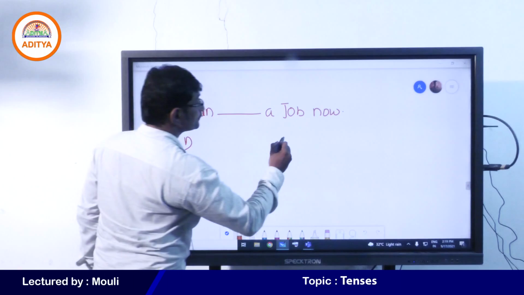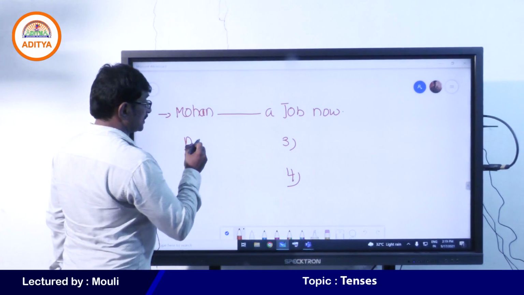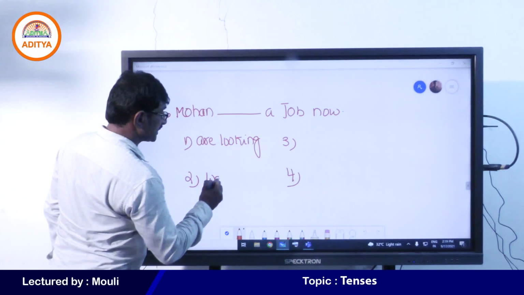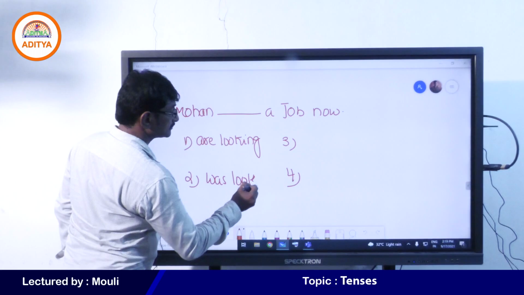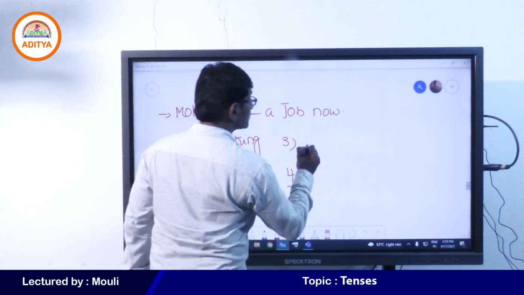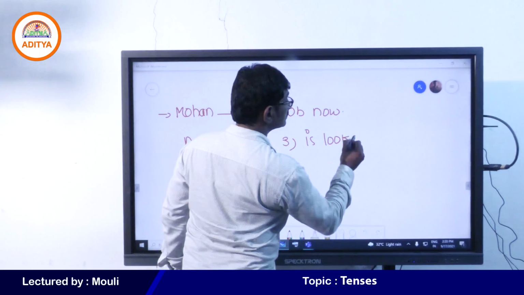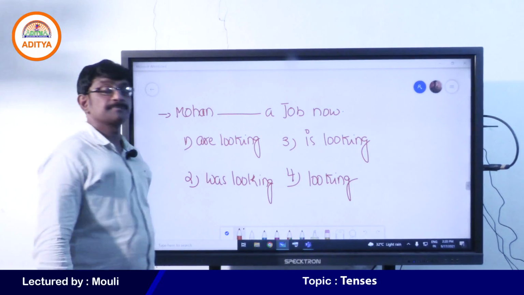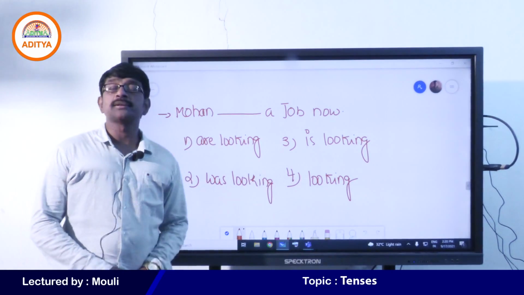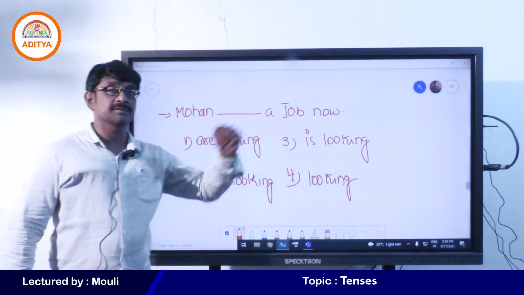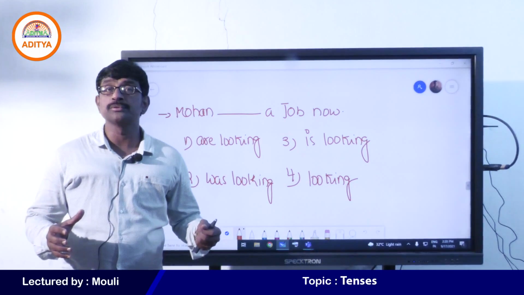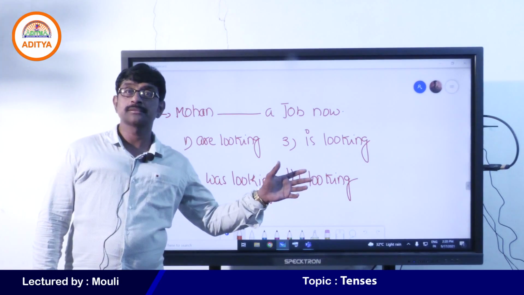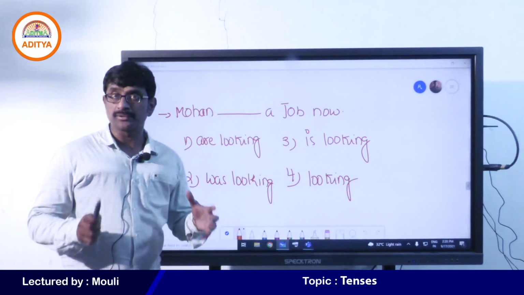The choices are: 1, 2, 3, 4: "are looking", "was looking", "is looking", "looking". The choices are like this and the question is like this. So now we have to find out the right answer for this sentence. So let us try to find out the right answer.